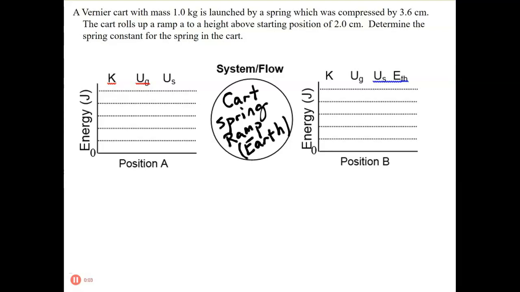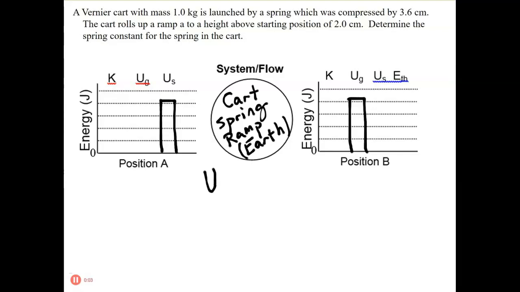Well, this cart starts with all elastic potential energy. So I'll give my bars to elastic potential energy there. And then by the time it gets to the top of the hill, top of the ramp, it's got UG. Now, there's no work going in or out of the system in this case because I'm including the spring as part of my system. So I don't need to have that as an outside different system.